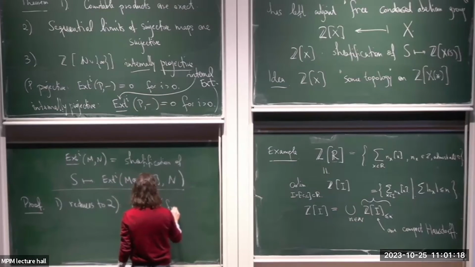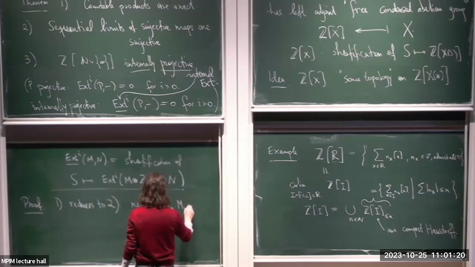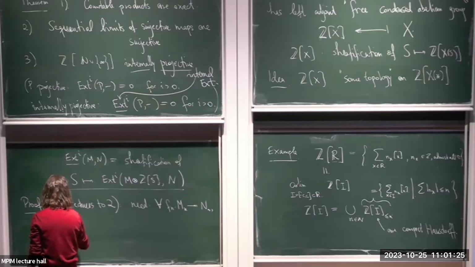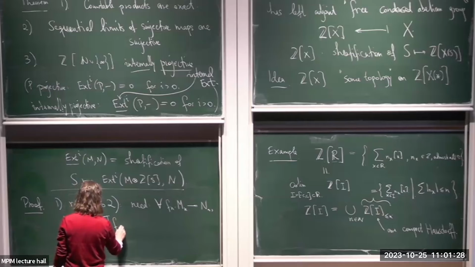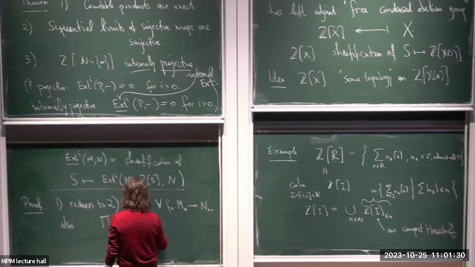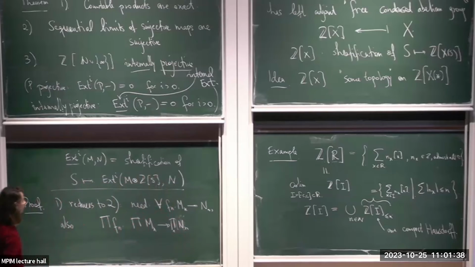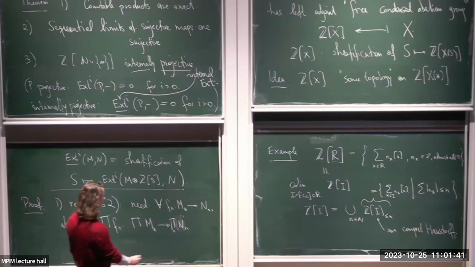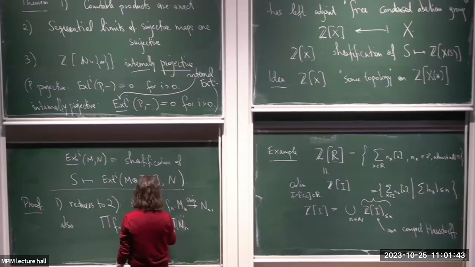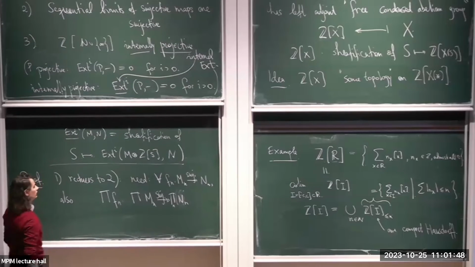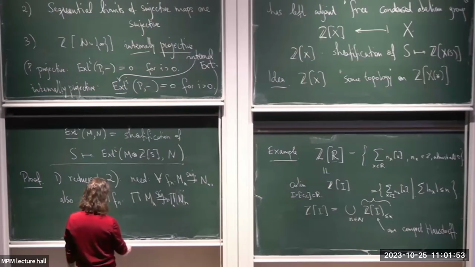for all sequences f_n from some M_n surjecting onto some N_n, also the product of the f_n's from the product of the M_n's is surjective onto the product of the N_n's. These are all surjective, and this is surjective. But you can actually write this in the following funny way.